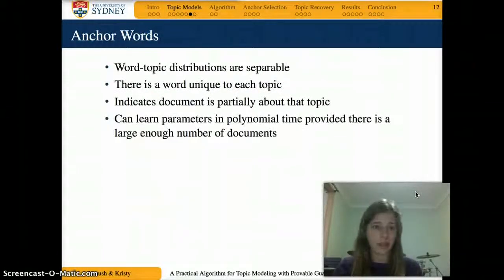So how they do that is this paper assumes that word topic distributions are separable. Now, how they define that is they say that there's an anchor word for each topic, and that means that there's a word in a topic that has some non-zero probability. Doesn't have to be the biggest probability, but it just has to be not zero. And no other topics can have a non-zero probability for that word. So in other words, that word is unique to that topic.